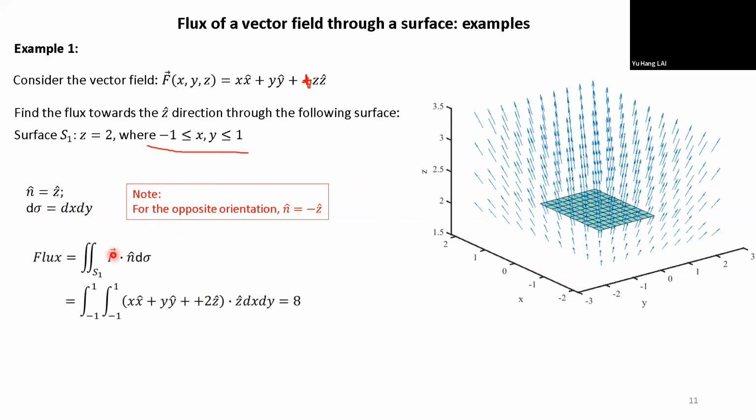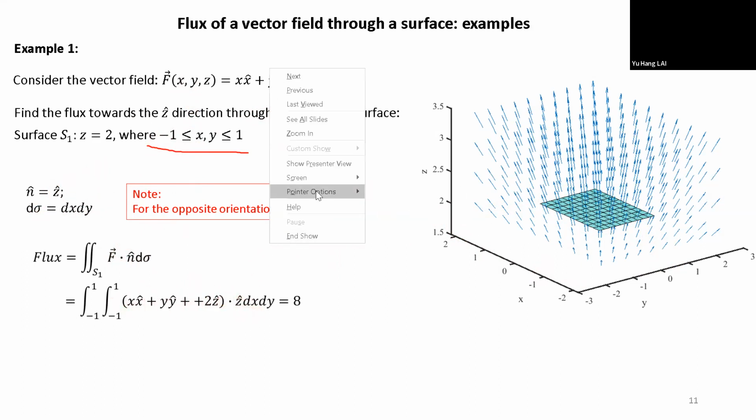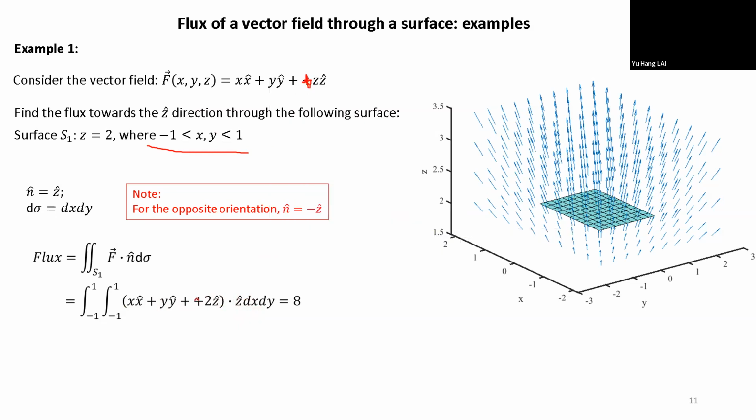Now I just need to consider the integrand. The integrand is F dot n, and because n is just z hat, you basically have just the z component, with this extra plus sign here. Then the dx dy limits, the x and y limits, are of course simple in this case. I can just go from -1 to 1, and then -1 to 1, and at the end you get the result like this.